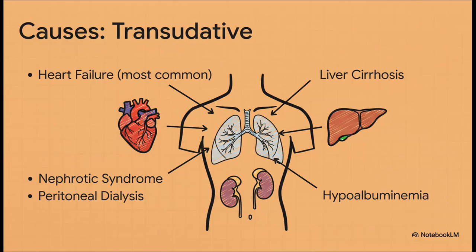Now, when you're thinking about the causes of a transudate, your brain should immediately go to big systemic pressure problems. The number one cause, and I mean the one you have to know, is heart failure. The others all fit that same pattern, right? Cirrhosis and nephrotic syndrome, they both cause low albumin, which tanks your oncotic pressure, so fluid just weeps out.